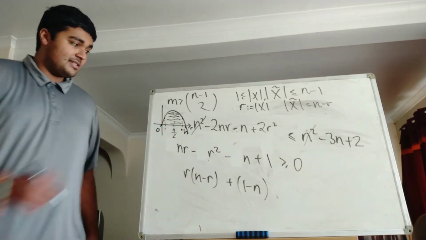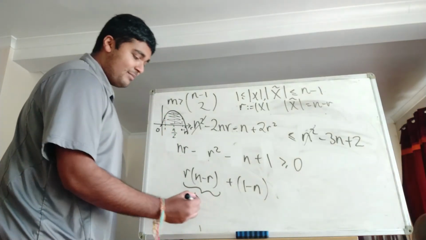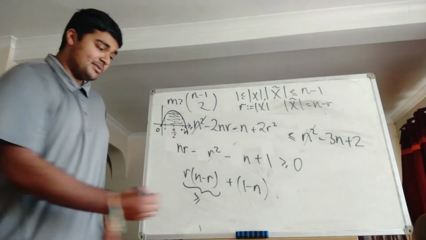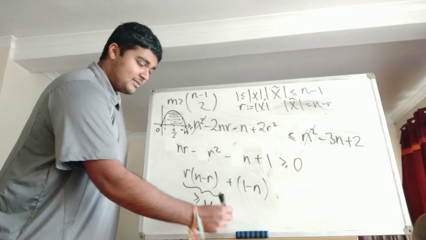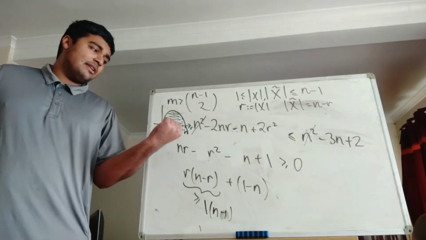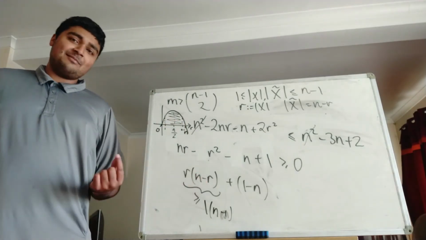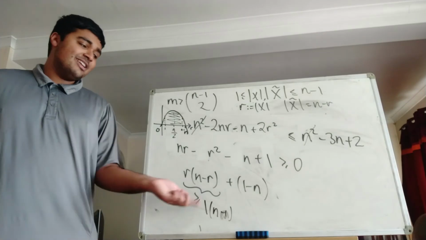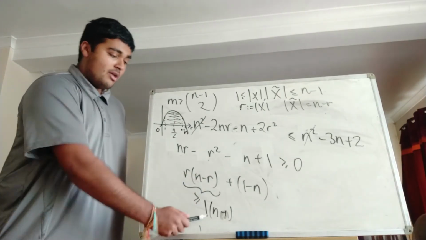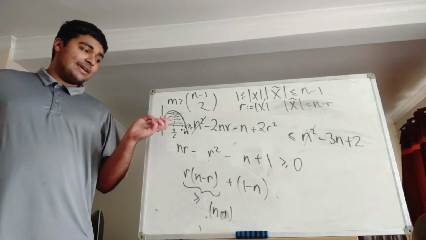And r times n minus r, just by looking at this graph here, this thing here is going to be at least whatever happens when r equals 1. And when r equals 1, this guy here is just 1 times n minus 1, like so. Or equally, we could have chosen r equals n minus 1, and then we would have got n minus 1 times 1, which of course is the same thing. But anyway, this guy here is bounded from below by 1 times n minus 1, which of course is just n minus 1, like so, just by looking at this graph here.